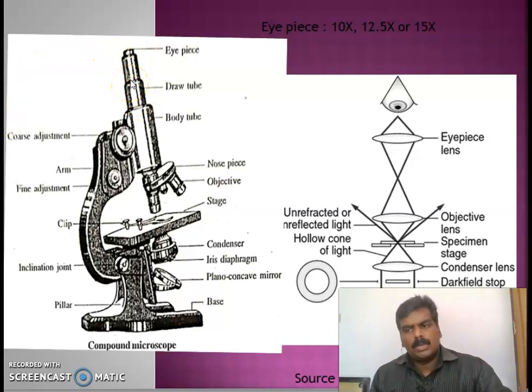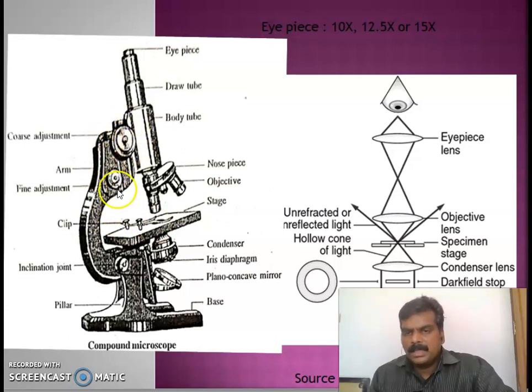The difference between a simple and a compound microscope is that a compound microscope has a two lens system. One is an ocular system and the other an objective system. The ocular system is otherwise called the eyepiece and the objective system is otherwise called the objective. Coming to the parts of a compound microscope, it includes a base, a pillar, an inclination joint, a condenser which will make the light linear, and a planar concave mirror which will help to draw the light onto the condenser. This is the stage and there's a stage clip, and this is the fine adjustment and coarse adjustment.